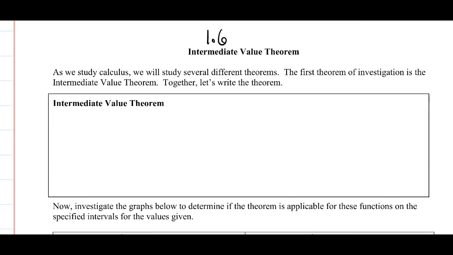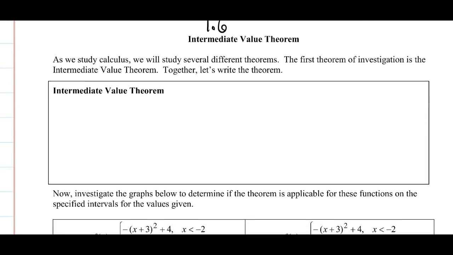The first thing we'll need to do is write out the intermediate value theorem. We're going to write this out and then we'll examine this piece by piece. So this is going to start with an if. Our theorems start with ifs. These are the conditions that must be true for the theorem to guarantee something.